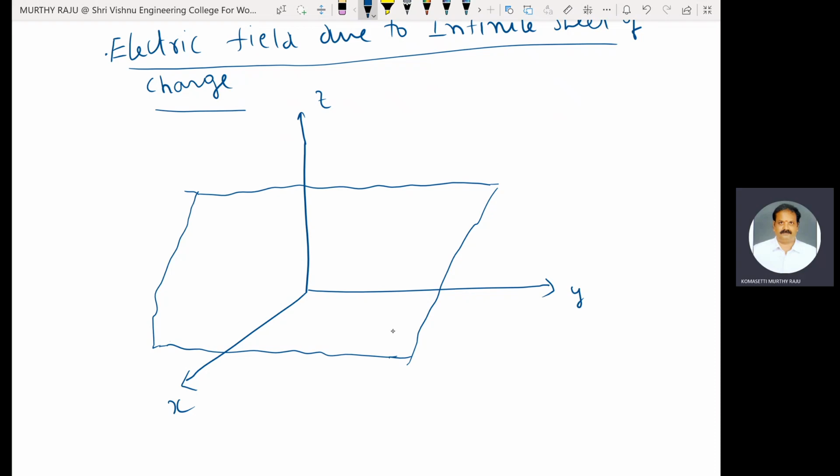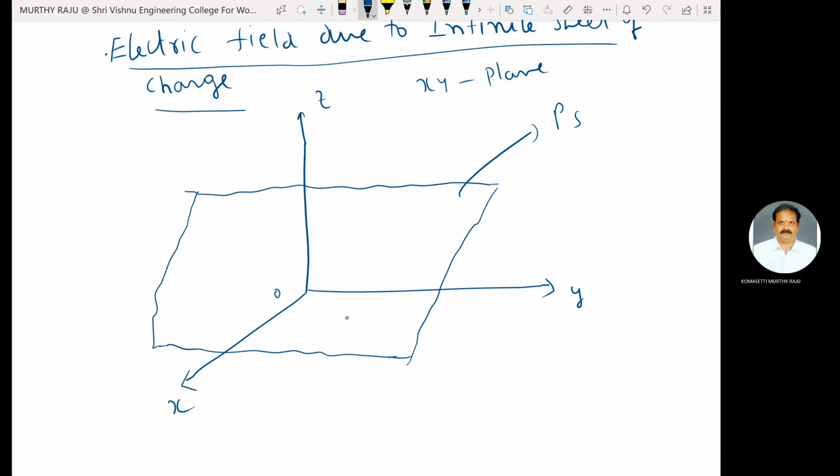Consider an infinite sheet of charge in the XY plane, with uniform charge density rho s. The infinite sheet of charge is located on the XY plane. This one is 0. The charge is associated with a small element of area ds. Consider ds here, a small element.